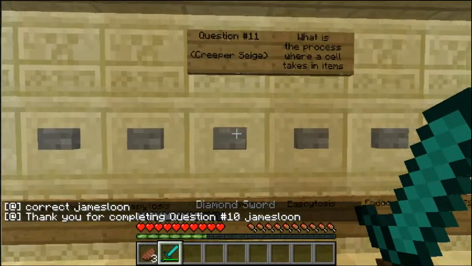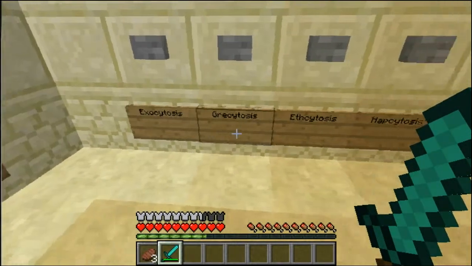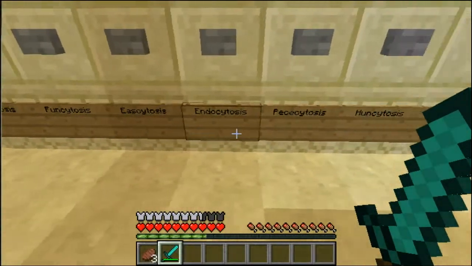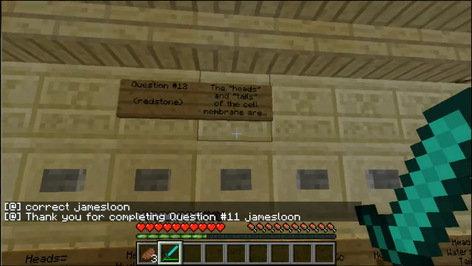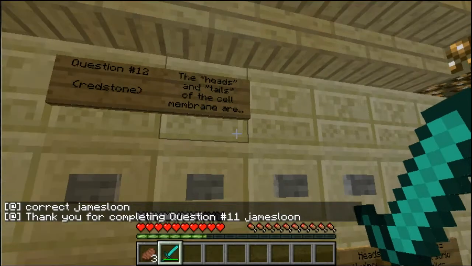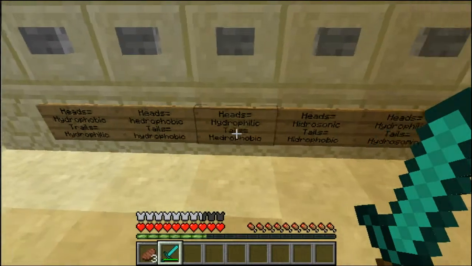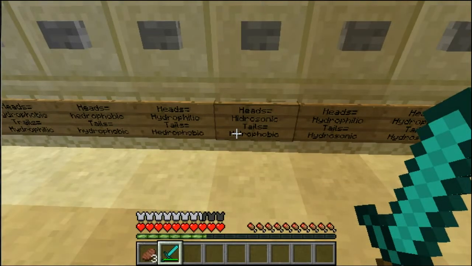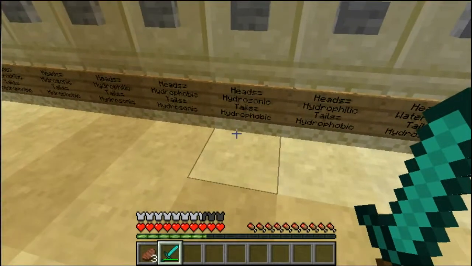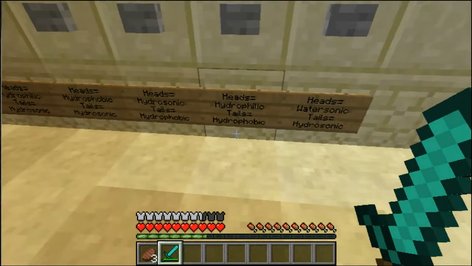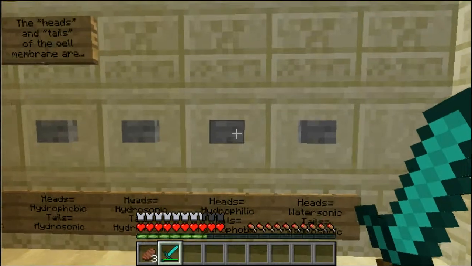Alright, and then question 11 is, what is the process where a cell takes in items? And you have your choices. And this is endocytosis. Alright, and then question 12 is, the heads and tails of the cell membrane are hydrophobic, okay, I don't quite remember this one, so just give me a second. Okay, so it's this one. The heads are hydrophilic while the tails are hydrophobic.